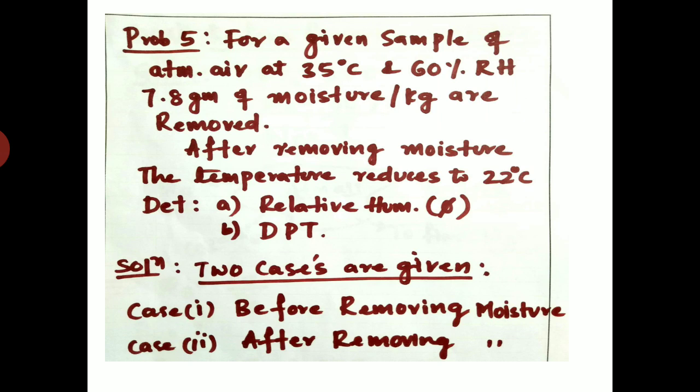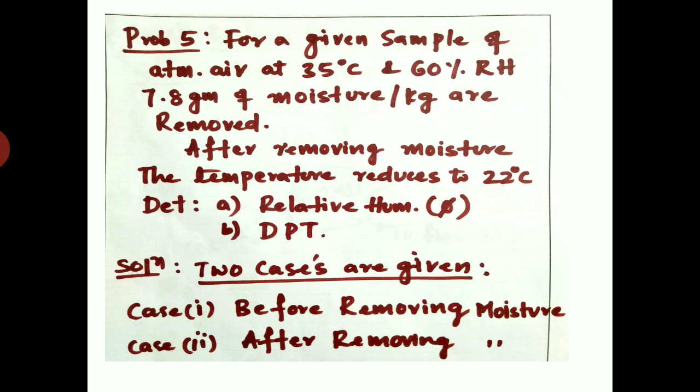In the previous class 2, I did the problems on psychrometrics without using the psychrometric chart. Let us continue the problems. One or two problems, then we will go for the psychrometric chart. So what does problem 5 say?